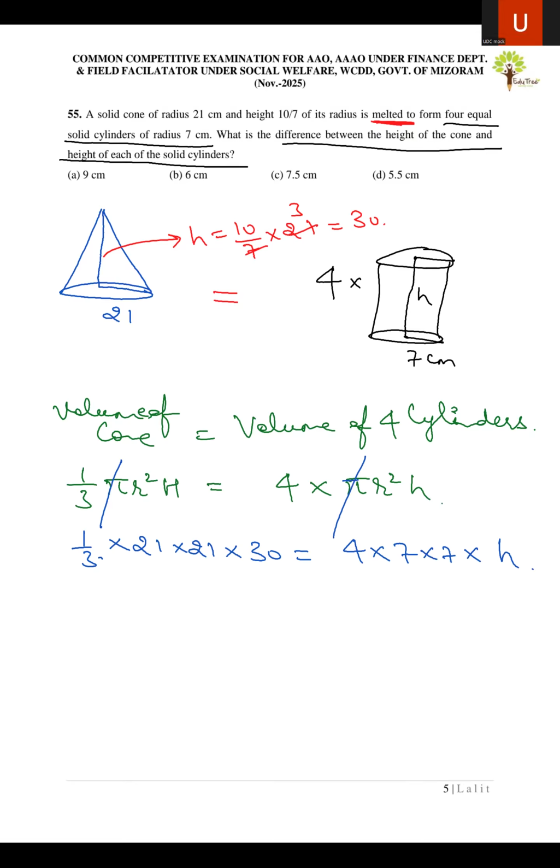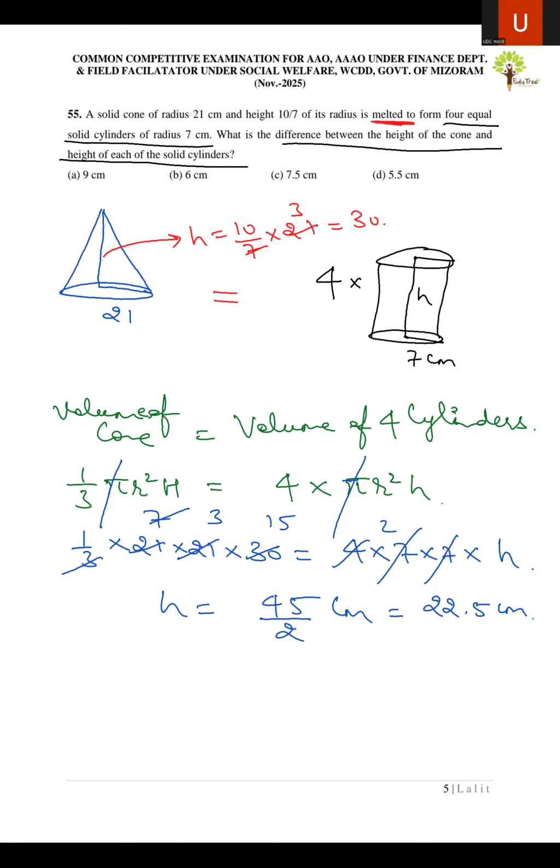So this will be 3, 7 times is 21. 7 and 7 will be cancelled out. This 7 is 3 times 21. This is 224, this is 215. So height will be equal to 45 by 2 centimeter. All right. Or we can say this is equal to 22.5 centimeter.